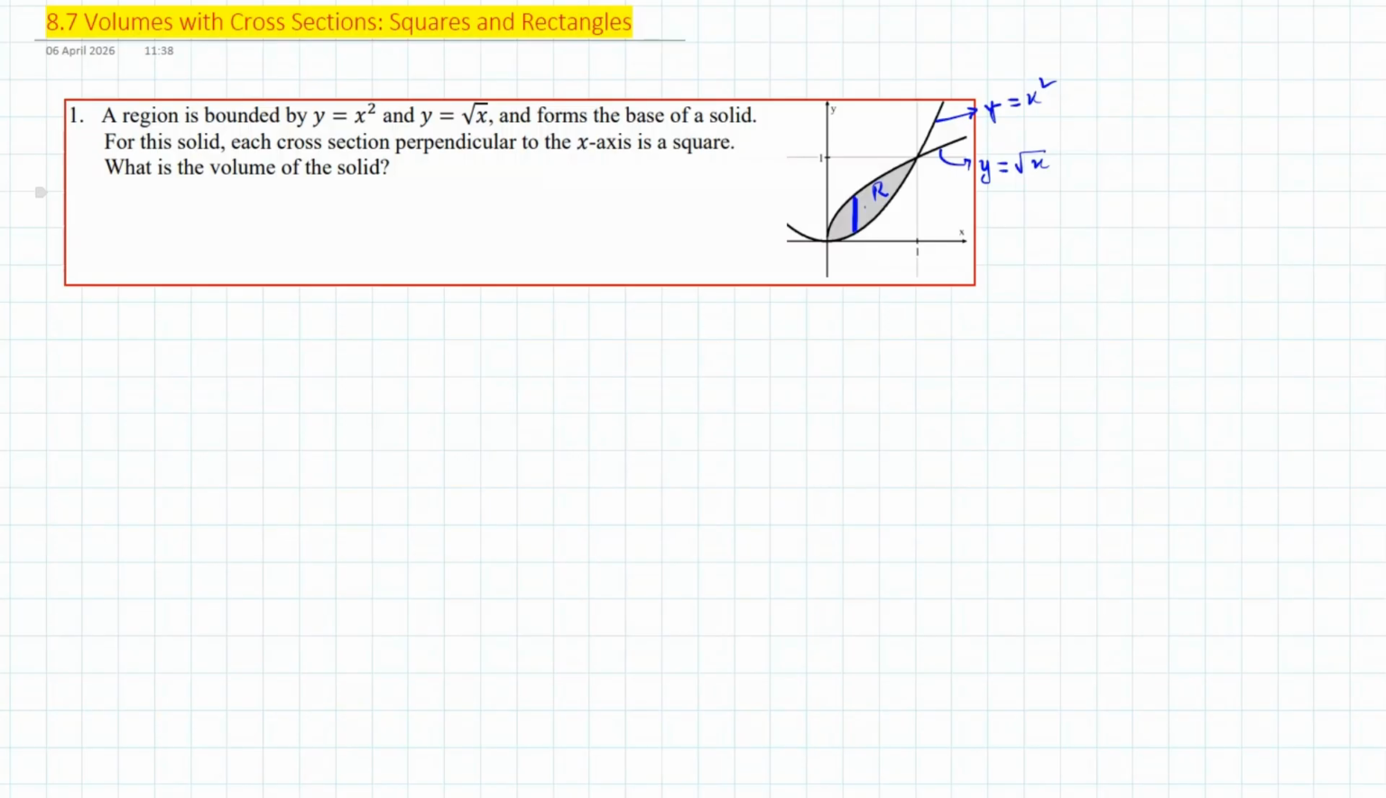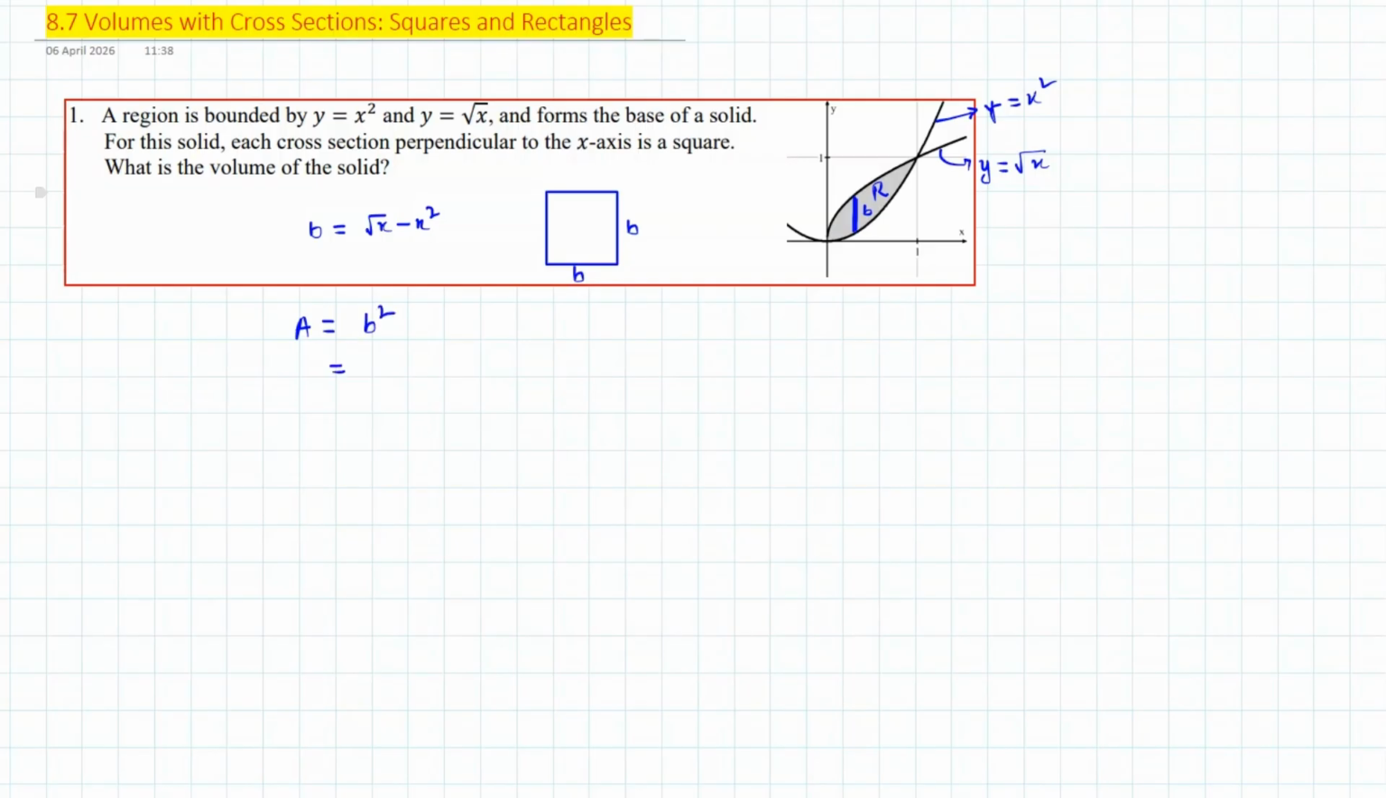Okay, so let's say the side of the square is b. Here b equals the difference between the top curve minus the bottom curve. The top curve is square root of x, minus the bottom curve, x squared. So this is the base. Now we have a square whose side length is b, so the area of this cross section A equals b times b, that is b squared.